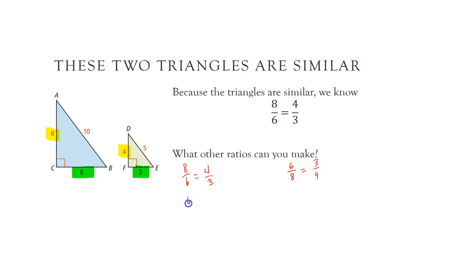We could also do 6/10 is equal to 3/5. And we could do the opposite of that. So 10/6 is equal to 5/3. And finally, we could do 8/10 is equal to 4/5. And if I flip that over, I'd have 10/8 is equal to 5/4. And these are the 6 ratios that we can make out of a right triangle. And it turns out these 6 ratios actually each has a name.